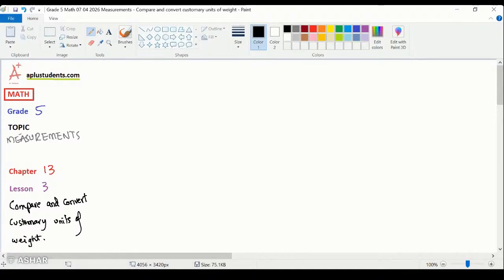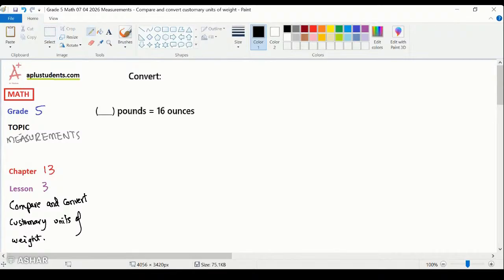Okay, let's see what we need to convert. So basically we did measurements previously. We'll be continuing with the same topic, and we will see chapter number 13. Just a moment, please. And this is lesson number 3. So what we need to do is look at conversions over here. Okay. What they're saying in question number 1 is convert pounds to ounces, right?